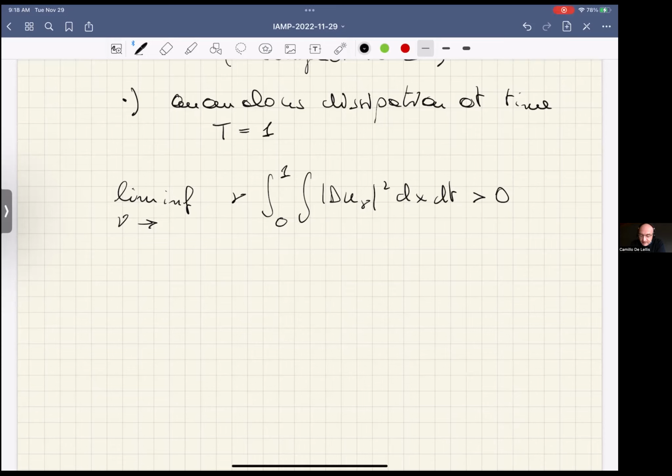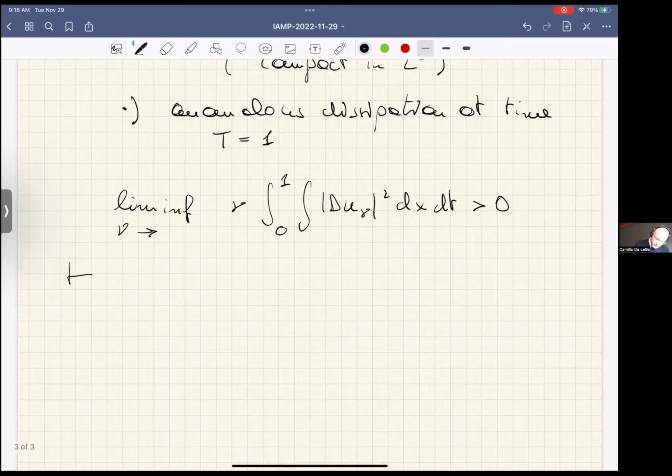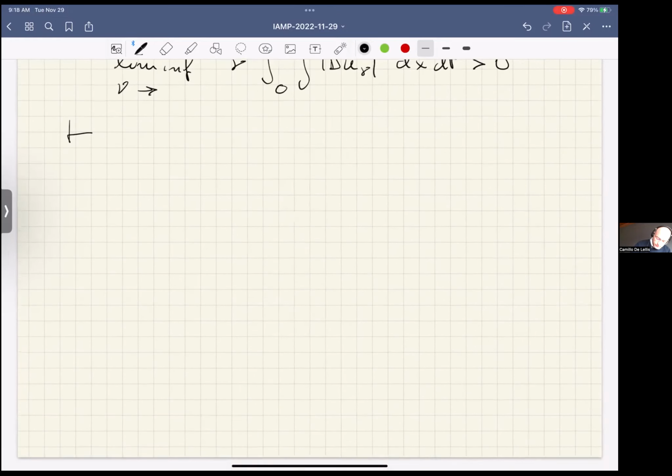Now, if you have a behavior like this, as I already told you, the solution cannot be well behaved. So the limit of these solutions cannot be a smooth solution of Euler. It has to be a sufficiently weak solution of Euler. And that makes any kind of rigorous PDE theory very challenging.